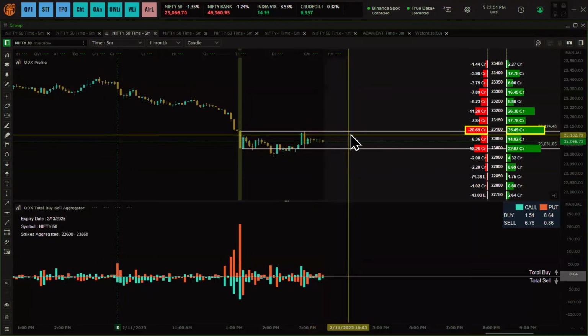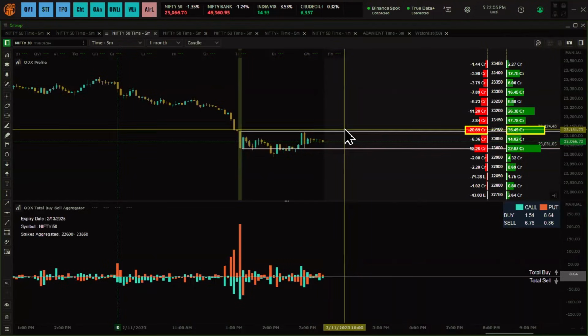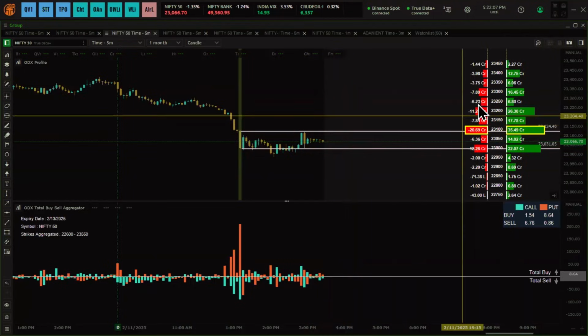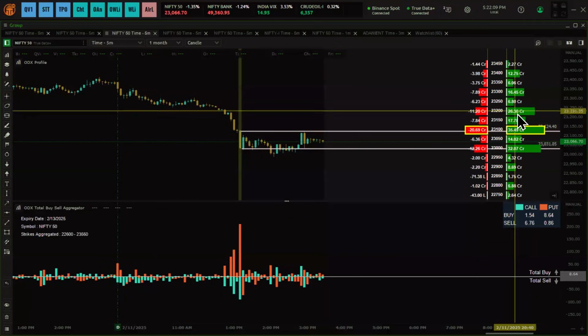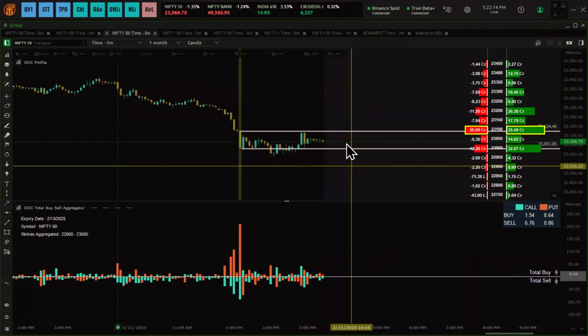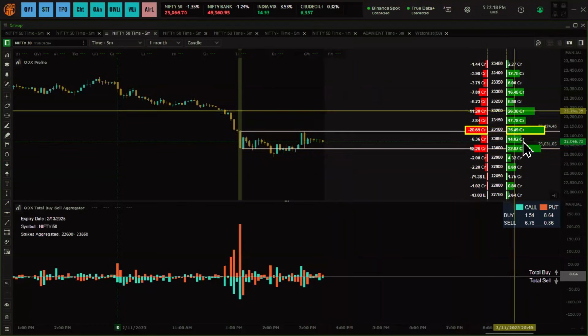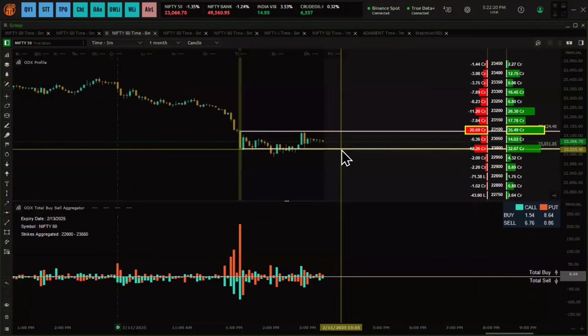If it opens here only, and the moment it is breaking above this side, you need to check the ODX profile to see whether big values are coming on the call side, buying side or not, whether there is a selling in put happening or not, which all equals bullishness. If the market is breaking on the downside around this area, you need to check whether there's selling in the call and there should be buying in the put. This results in bearishness.